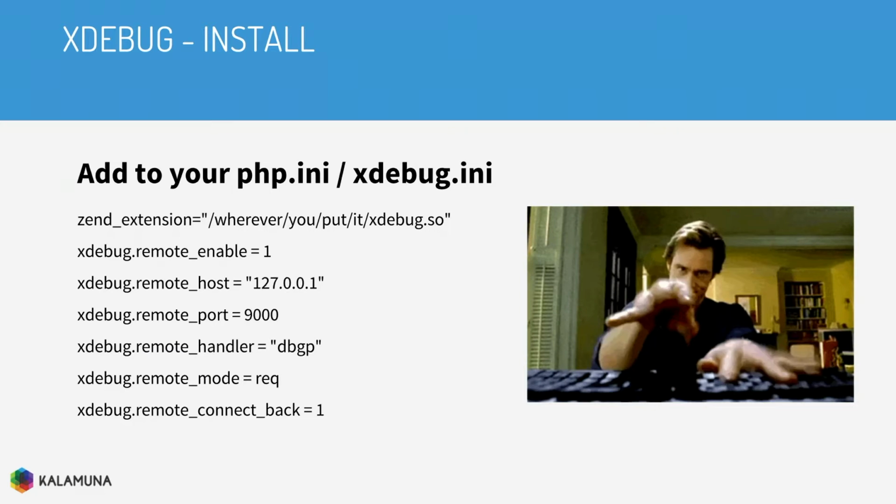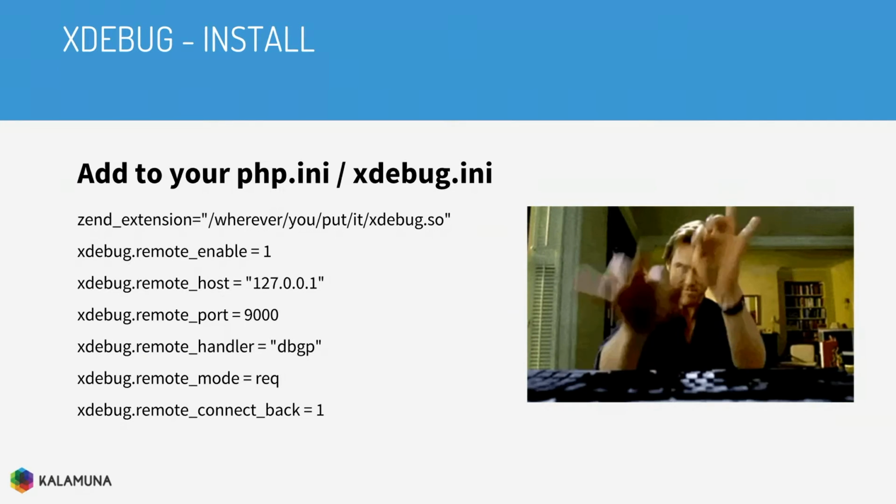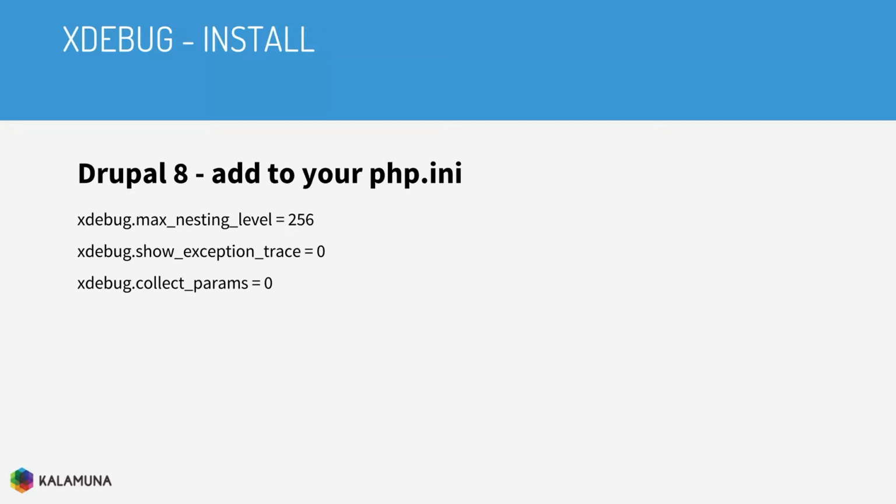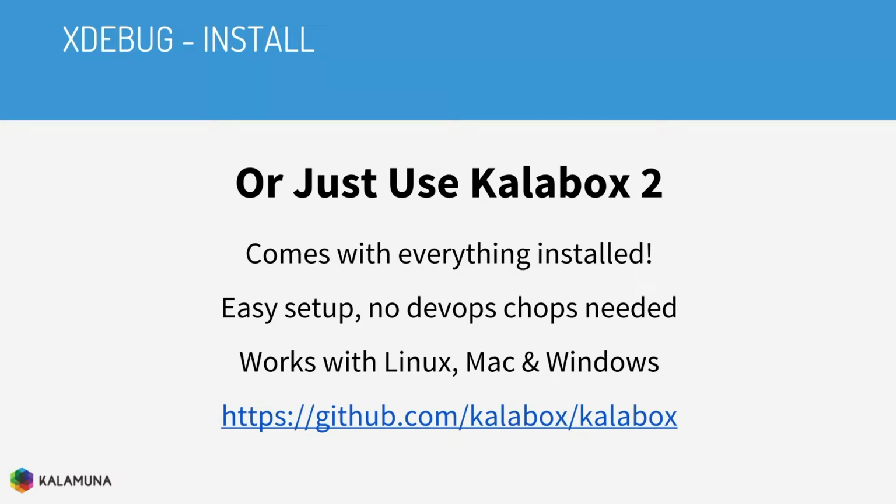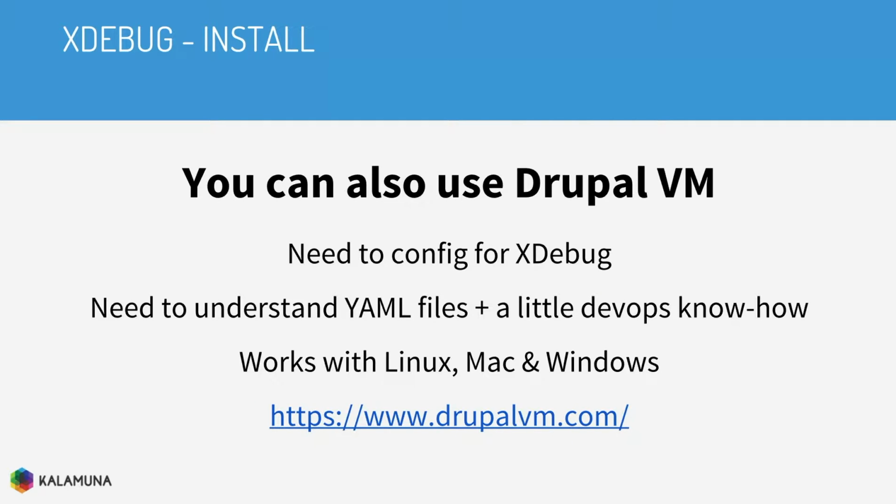So, then add that to your PHP INI. Using D8, throw those bad boys in there, or just use Kalabox too. Everything comes pre-installed. Xdebug, Redis, Solr, everything you need is right there, and it works on all OSs now. And some people like to use Drupal VM. I do use it sometimes. A little harder to set up. We actually had to fork it and do all these weird things, and you need to understand how YAML files work, and it's Vagrant based, so it's slow as hell, even with Ansible. So once you start using Docker stuff, it's so much more fun.